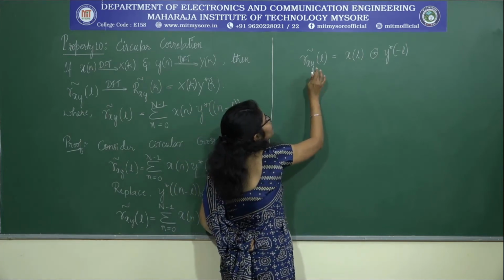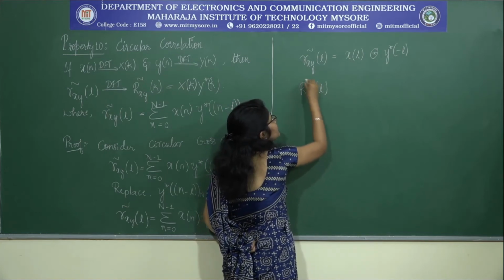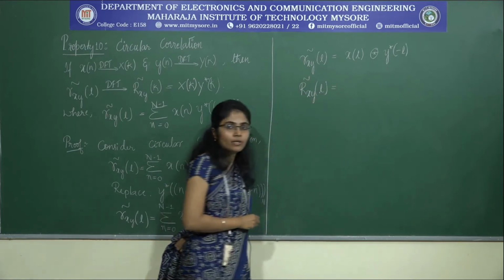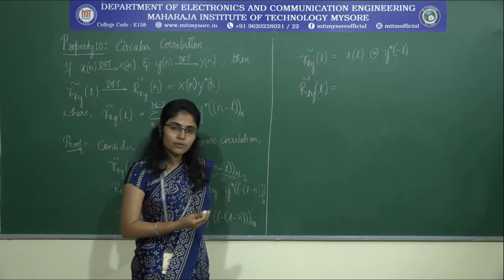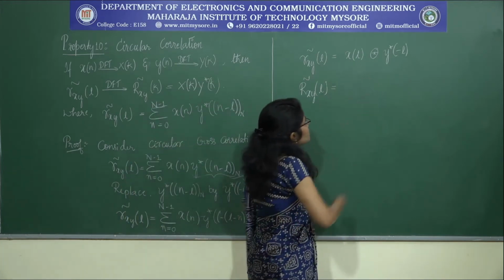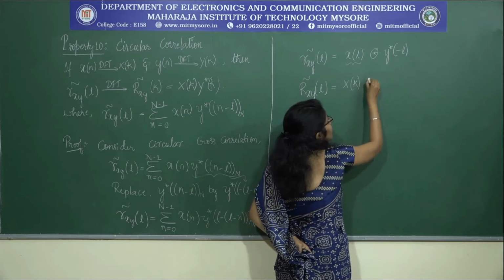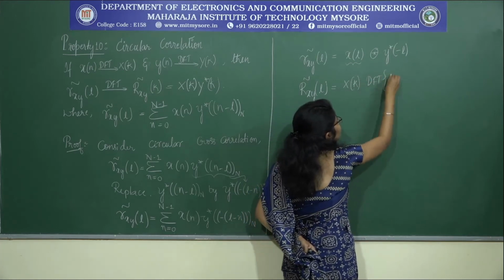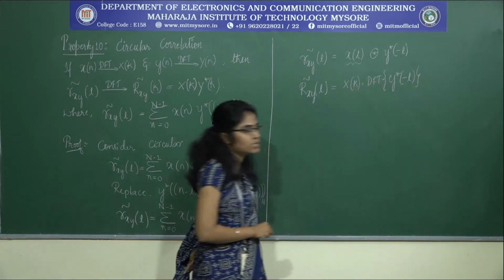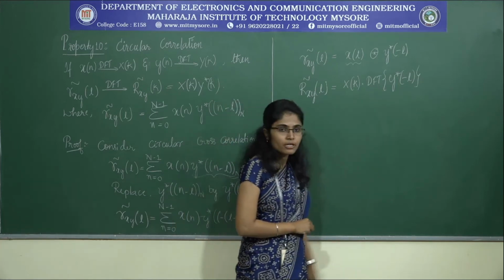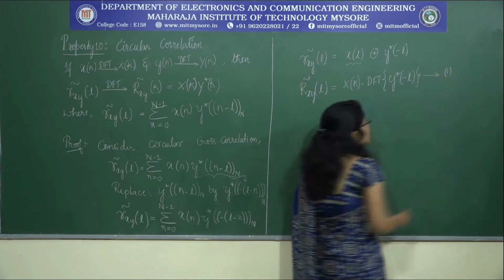So, if I apply DFT to this, I can write Rxy of L tilde, which is equal to, we know convolution in time domain is nothing but equal to multiplication in frequency domain. So, if I apply DFT to this, the DFT of this will be equal to x of k. Now, I need to find out the DFT for y conjugate of minus L. Since I do not know what is the DFT of y conjugate of minus L, let us find out the DFT for this. So, let us term this particular equation as equation number 1.